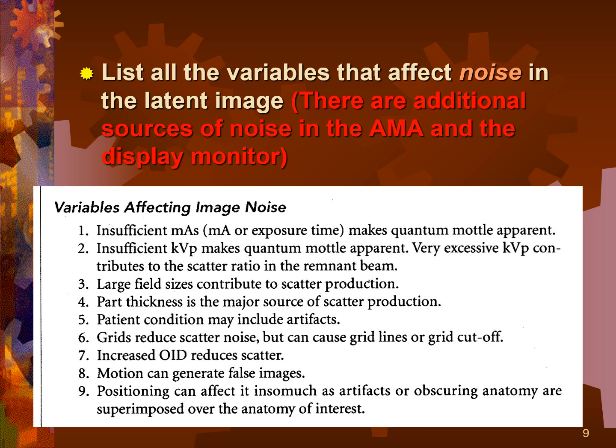Motion can generate false images, but I would say motion is really motion artifact, not really noise. Okay, so that's a difference of opinion between myself and Mr. Carroll here. Positioning can affect it as artifacts or obscuring anatomy can be superimposed over the anatomy of interest. Also not really noise, that's just superimposing artifact.